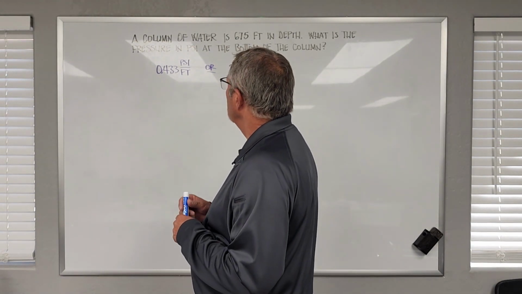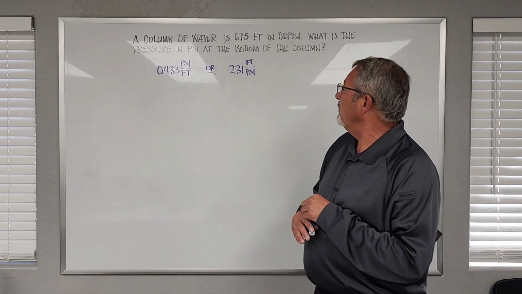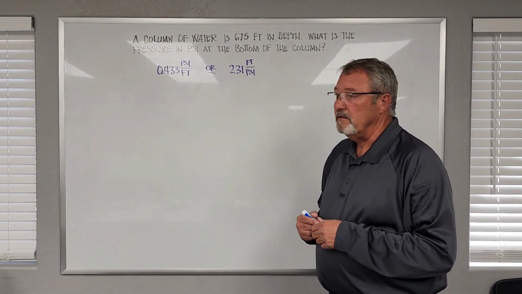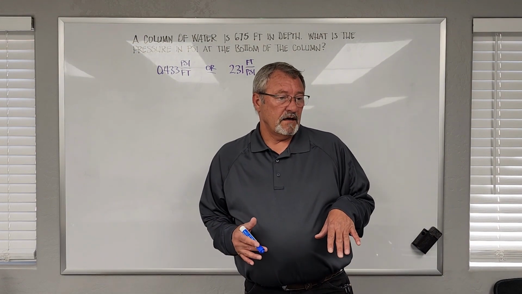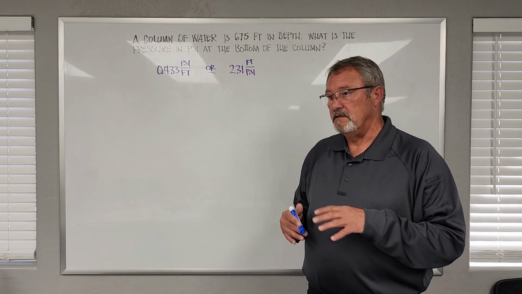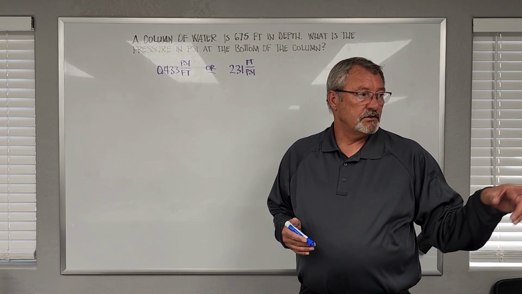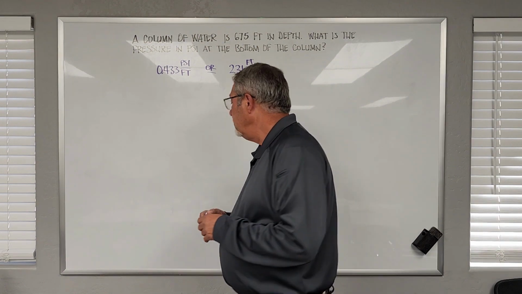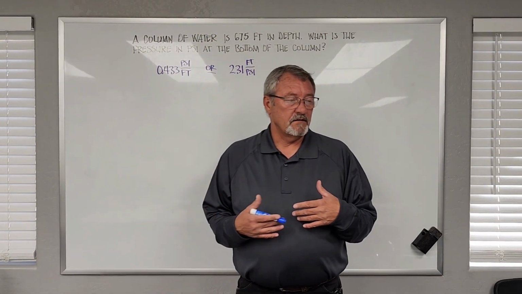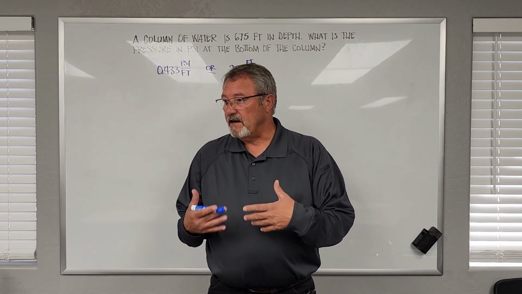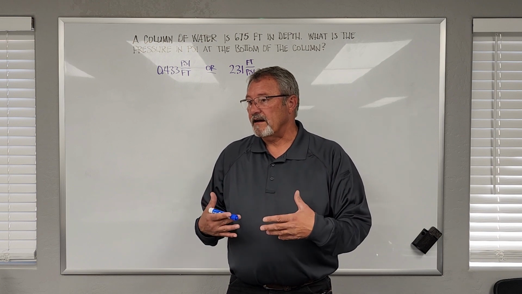So in this question, a column of water is 675 feet in depth. What is the pressure in PSI at the bottom of the column? When you look at the ABC math formula sheets, there should be 3 of them in there. You'll see these conversion factors. These conversion factors are constants. They don't change. These are facts.